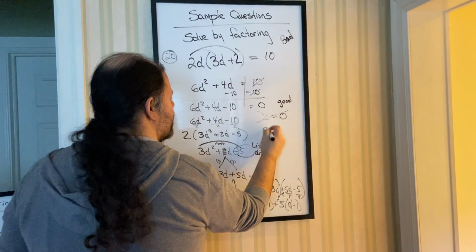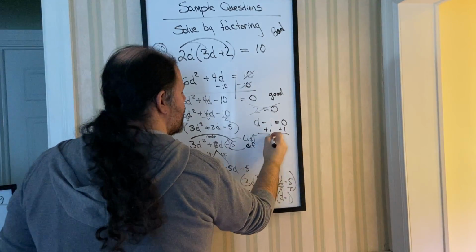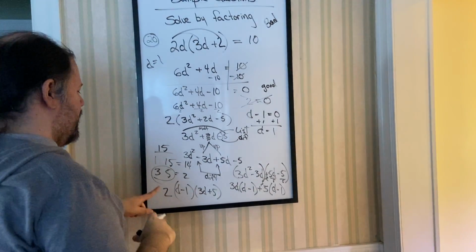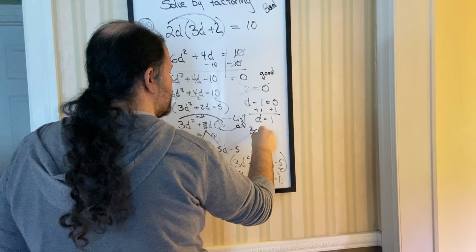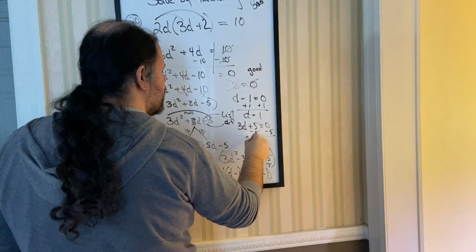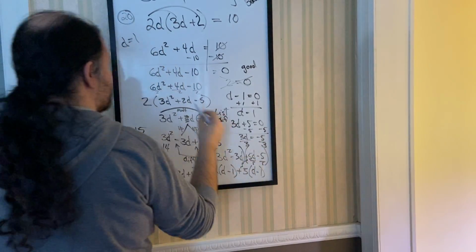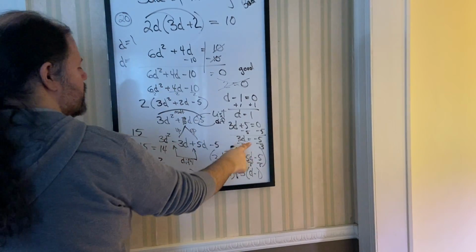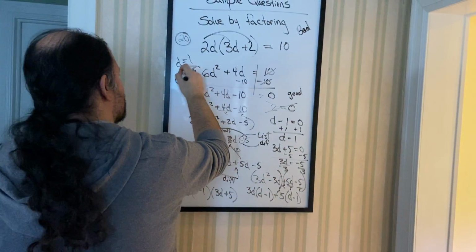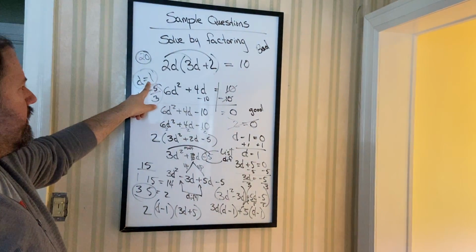So D minus 1 equals 0. Move the 1 over to get D by itself. There's one answer. D equals positive 1. And then take the other parentheses. 3D plus 5 equals 0. Subtract 5 on both sides. 3D equals negative 5. Divide each side by 3. And you're going to have a fraction. D equals negative 5 over 3. So I told you, you can get some fractions. But we got our 2 answers because it's squared here and here.